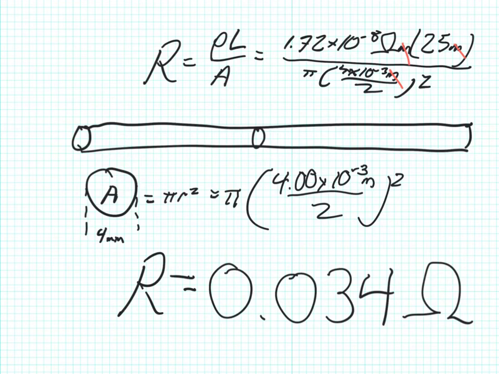You might think that this is a pretty low resistance, and it is, but that's the point of using copper or another metal in the circuit. You want the wires to have a very low resistance, so you can pretend that the resistance is almost zero.